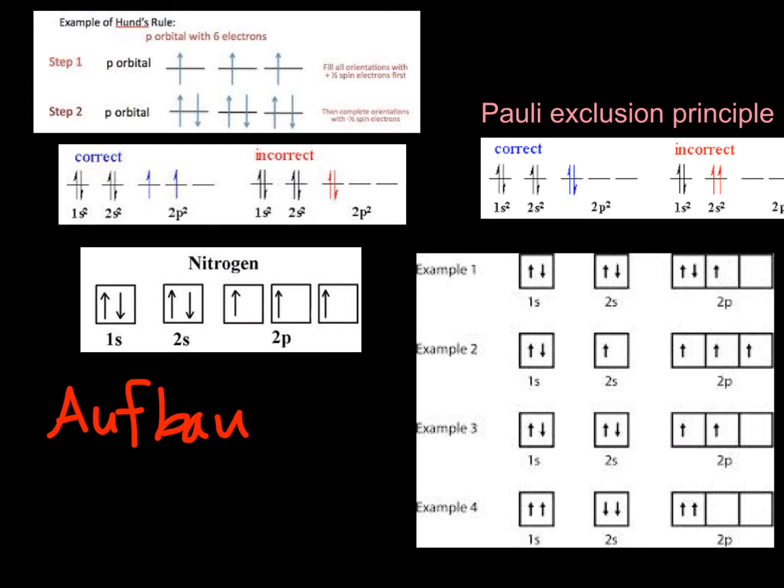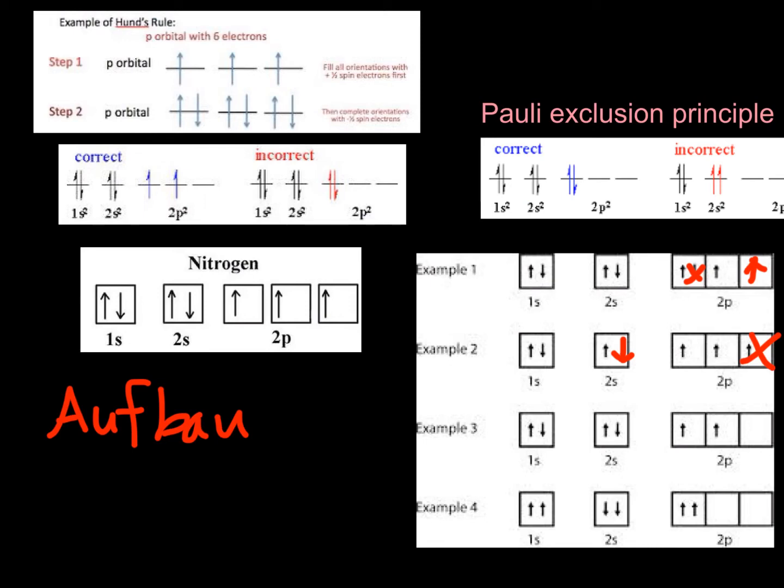So for example 1, who did I break? Pauli, Hund, or Aufbau? We broke Hund. This one should have gone into its most spread out form, should have gone to the empty orbital. Example 2, did we break any rules? We broke Aufbau. Aufbau said we're going to fill the lowest first, so we should have doubled up because of Pauli in 2s before going into 2p.